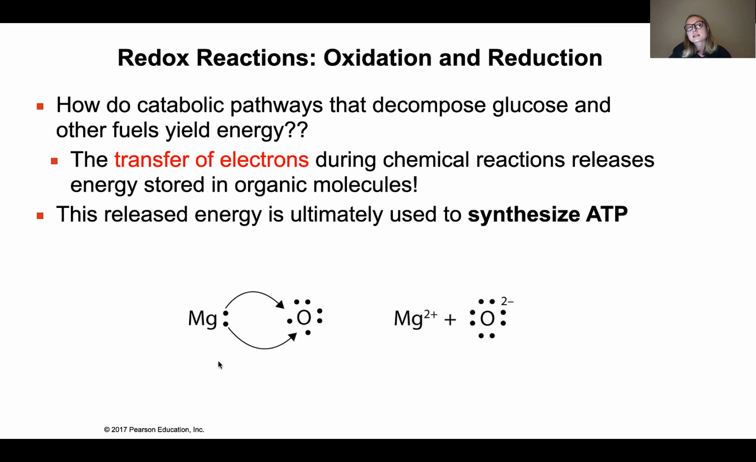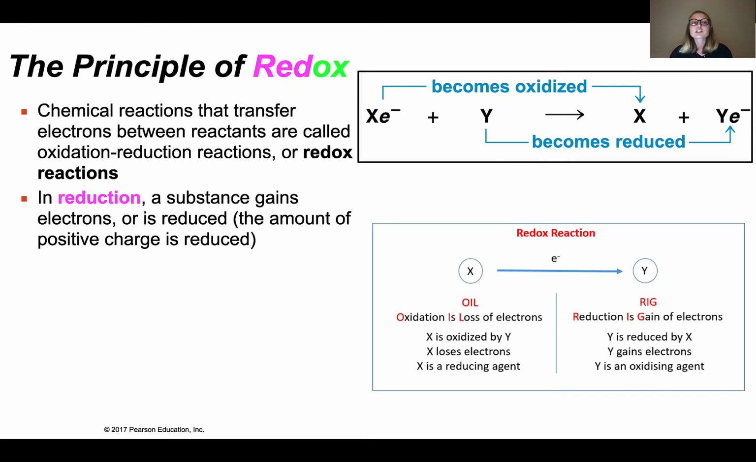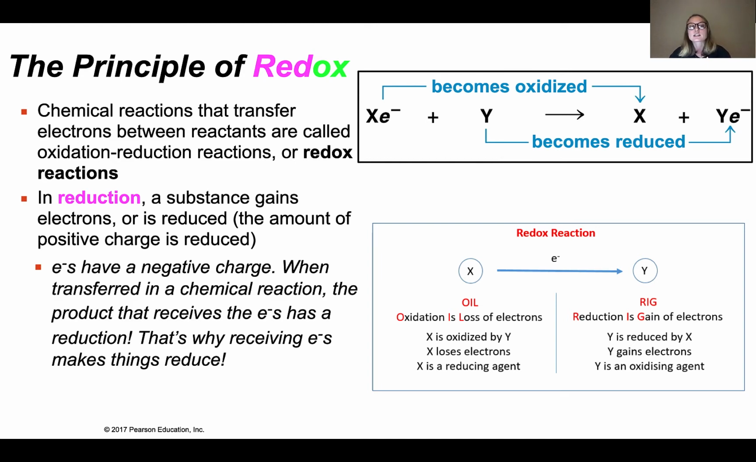Here, we can see magnesium donating its electrons to oxygen. So these chemical reactions that transfer electrons are called redox reactions. Redox: reduction, oxidation. So in reduction, a substance is going to gain electrons. Now, that might sound counterintuitive, but it helps to think about the charges. So electrons have negative charges, and whenever the electrons are transferred in a chemical reaction, the product that receives those electrons is now experiencing reduction. It's experiencing a reduction in charge.